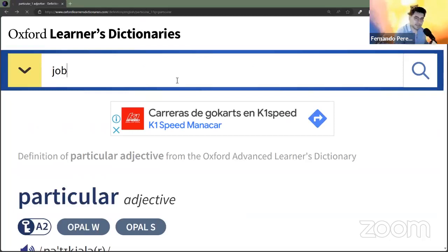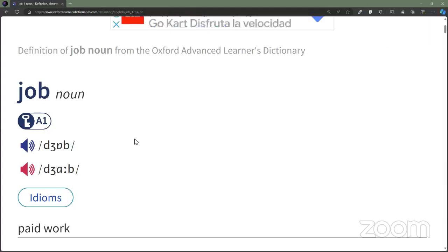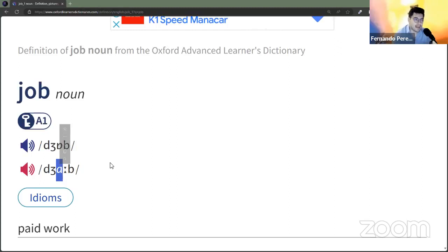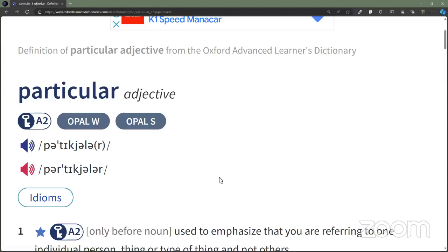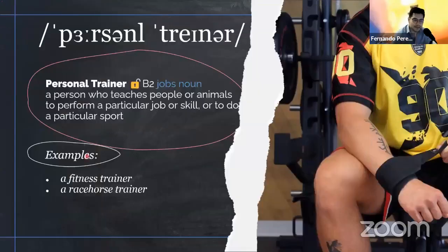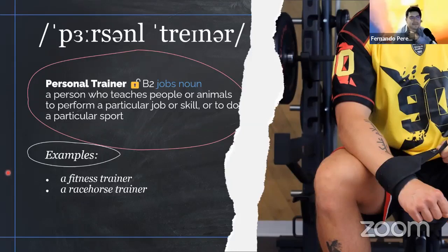The next. How do you pronounce this? Okay, job. Exactly, not job. Check your pronunciation. So again, everybody. Job. Job. Perfect. Everybody, particular. Particular. Good. Complete, Luis. A person who teaches people or animals to perform a particular job or skill or to do a particular sport. Perfect. That's a good pronunciation.